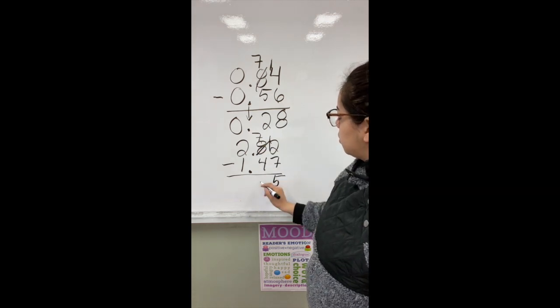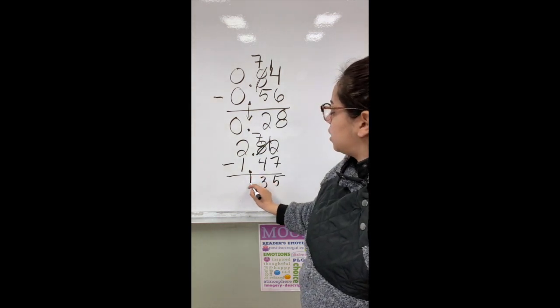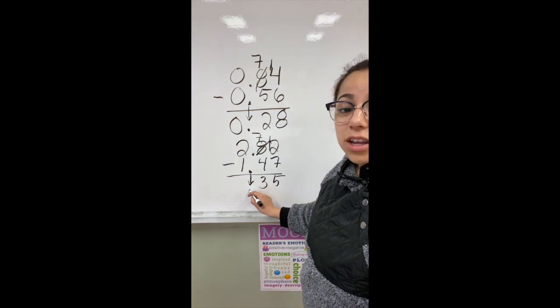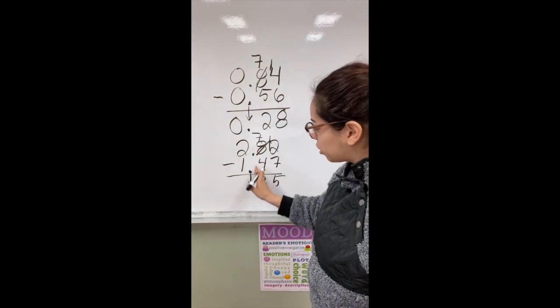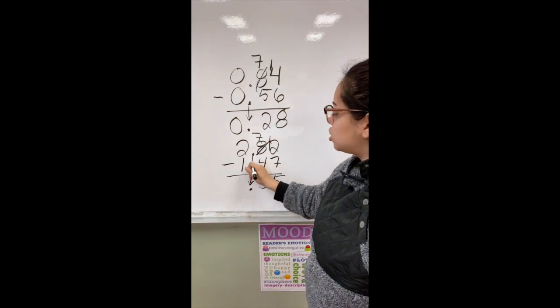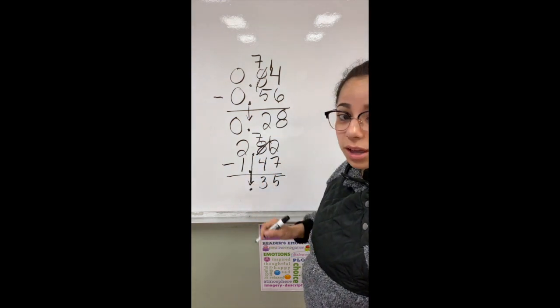Okay. And then again, bring it down. I do the arrow for the kids so that way they can physically see we are bringing down the decimal, and just as a check that their decimals are lined up.